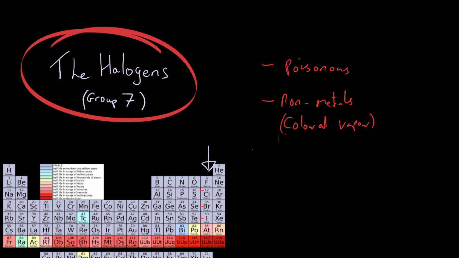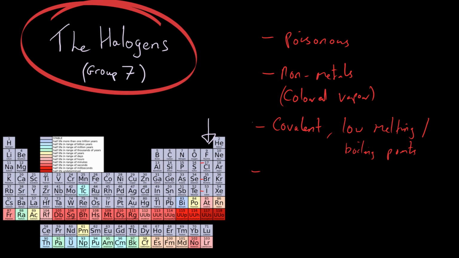Now, just like almost all the other non-metals, they are covalent elements. And they have low melting points and boiling points. Okay. Now, when I say covalent, this means that they form simple molecules.